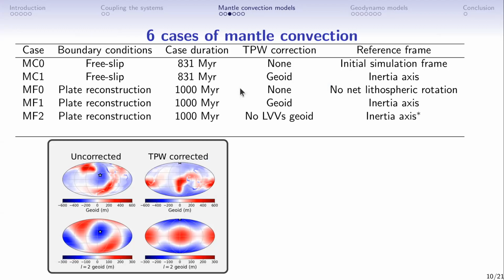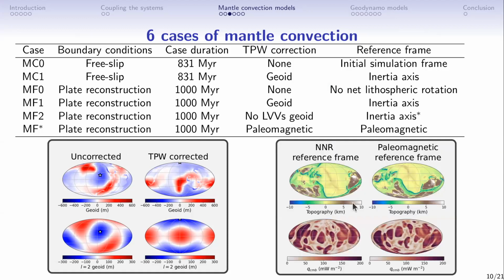So MF0 is not true polar wander corrected, so it is expressed in the no-net lithospheric rotation reference frame of the initial model. MF1 is true polar wander corrected using the geoid. MF2 is also true polar wander corrected using the geoid, but a slightly different geoid in which the lateral viscosity variations have been removed in the upper mantle. And we also have an alternative case, MF star, in which we rotate the outputs in the paleomagnetic reference frame.